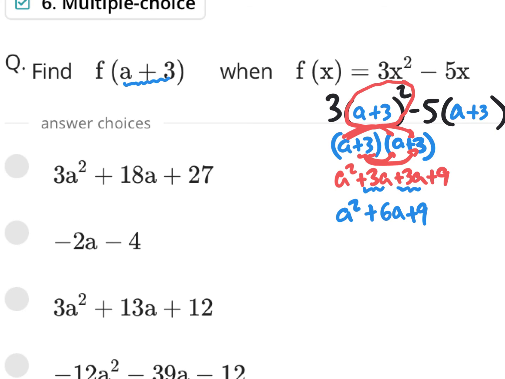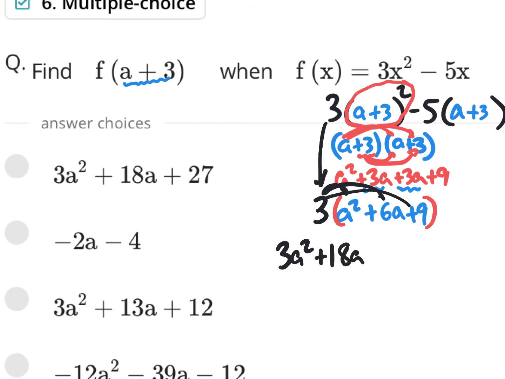And we need to understand this, that all I've done so far is the a plus 3 squared. This is the answer to a plus 3 squared. So I still need to multiply the answer by 3. So this is an answer. I need to multiply this entire answer, put in parentheses, by 3. So when you distribute that, 3 times a squared is 3a squared. 3 times 6a is 18a. 3 times 9 is 27.